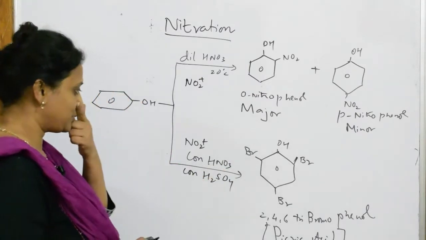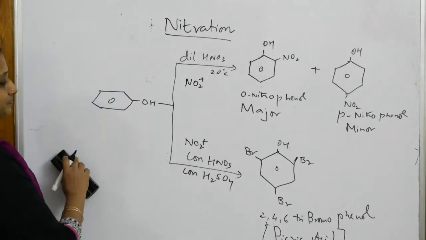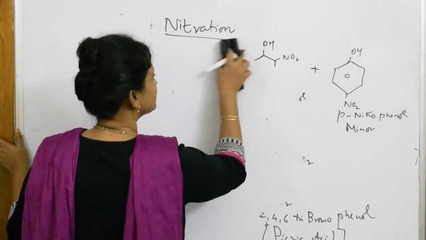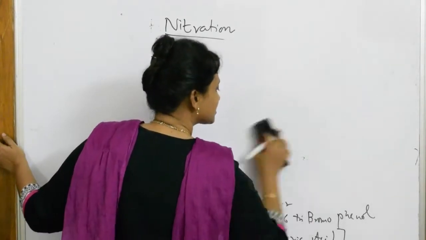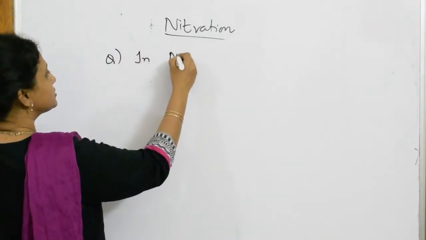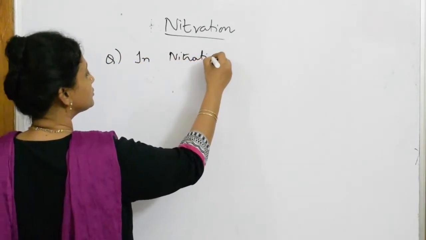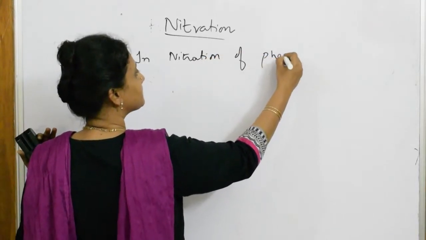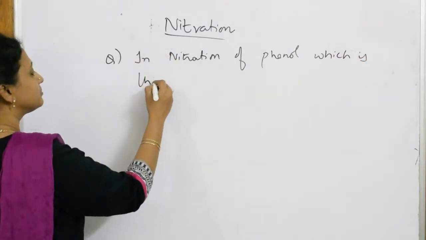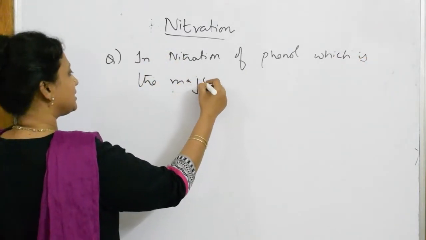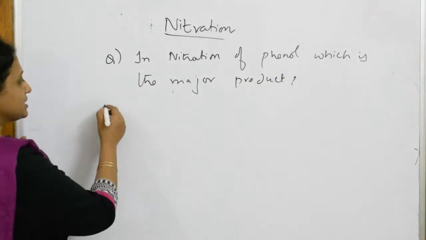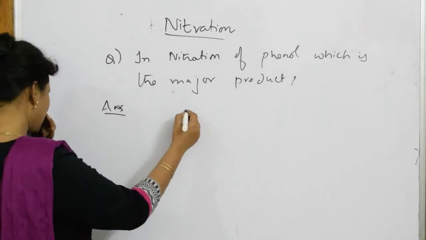Okay. Let us come back and reason this. So this is the question. Yes. So now what question may be asked from this? They may ask you, in nitration of phenol, which is the major product? Which is the major product? So what did I answer just now? I said ortho is the major product, correct? We have to reason that. So you will write like this, just write.